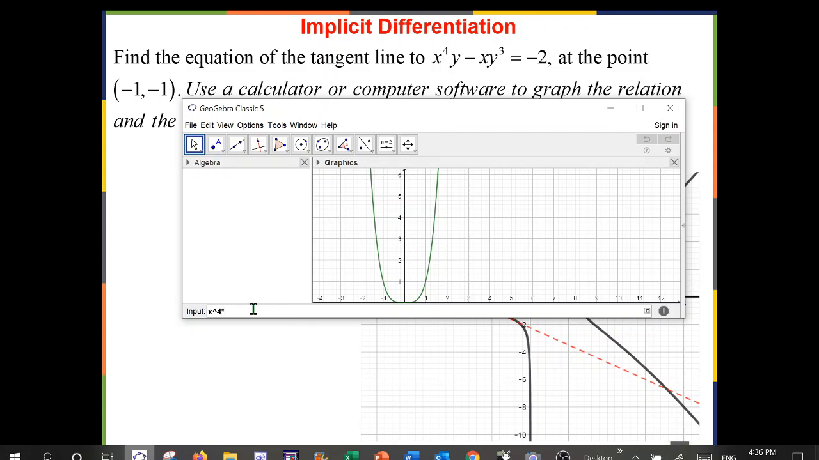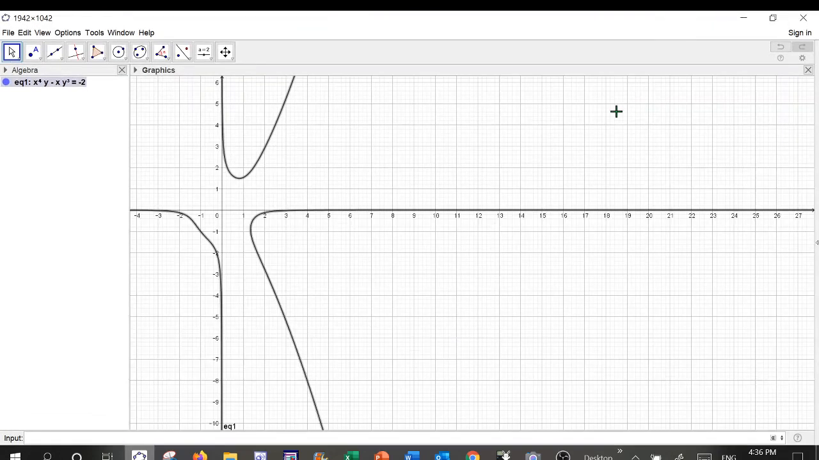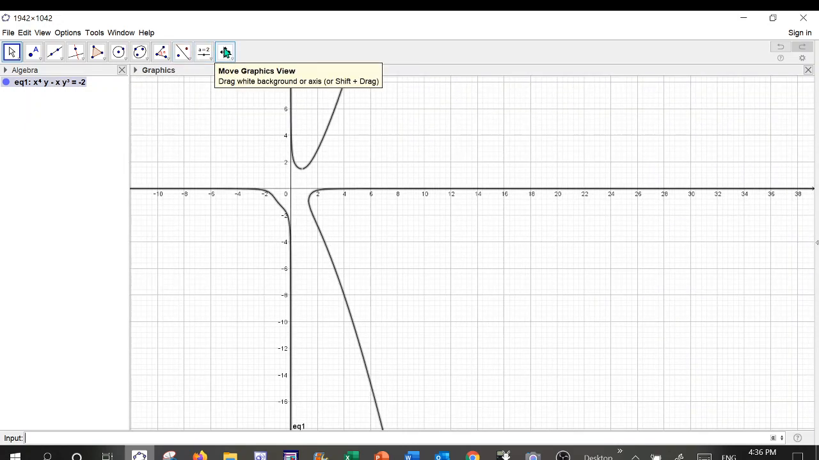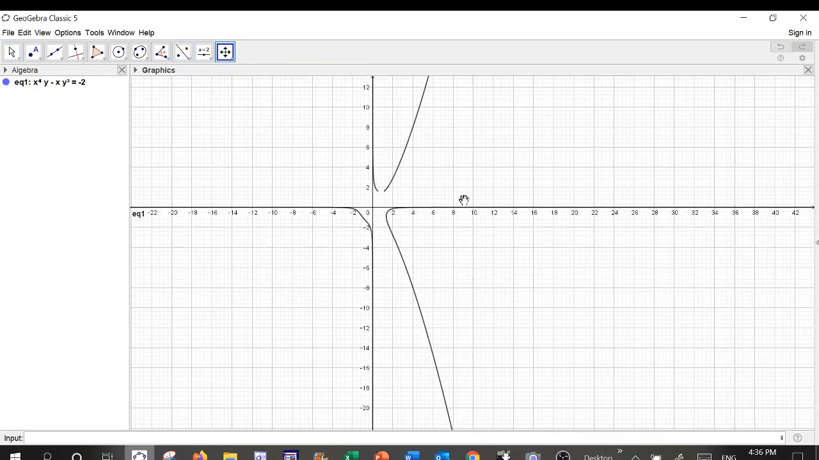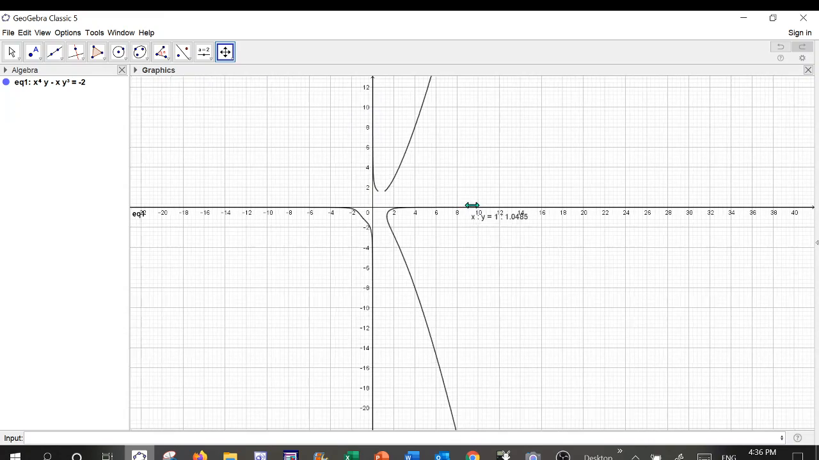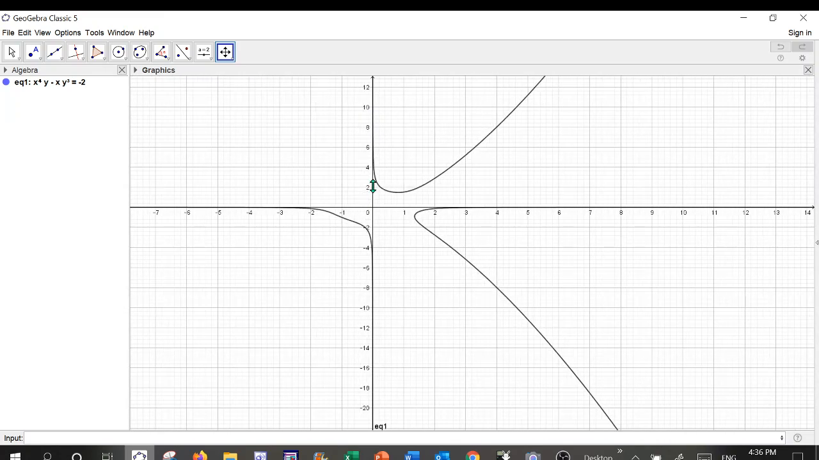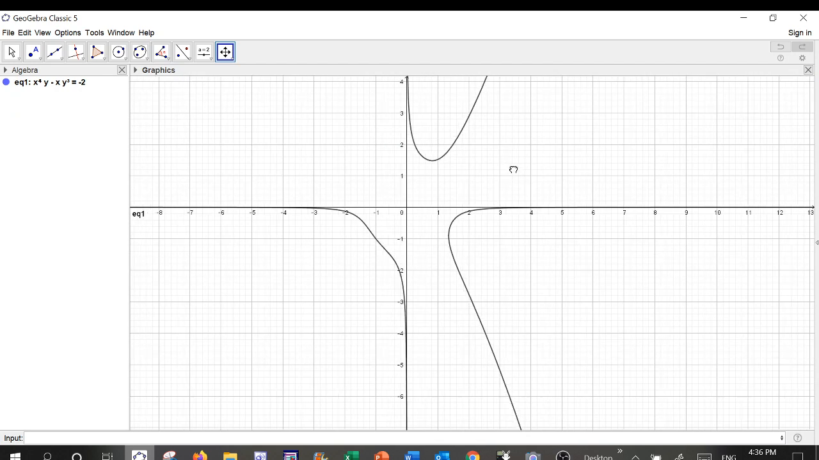times y minus x times y to the third power equals -2. There. Okay, so notice that GeoGebra graphs it for you, and you see it's not really that easy to graph, right? It's lots of points, but GeoGebra graphs it, and you can put a point on the object right here somewhere.